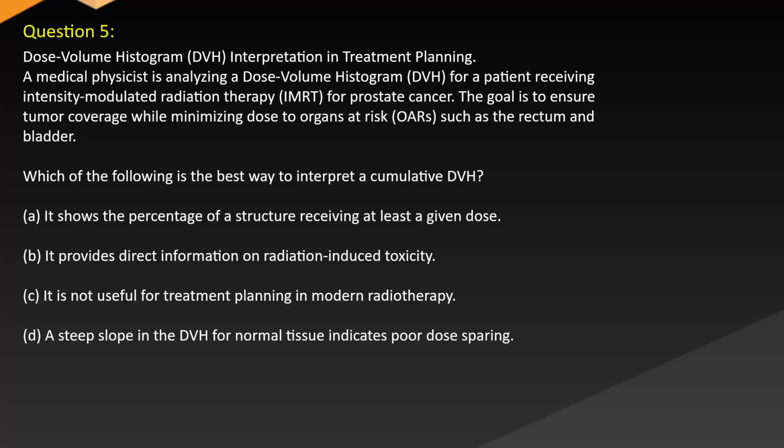A. It shows the percentage of a structure receiving at least a given dose. B. It provides direct information on radiation-induced toxicity. C. It is not useful for treatment planning in modern radiotherapy. D. A steep slope in the DVH for normal tissue indicates poor dose sparing.